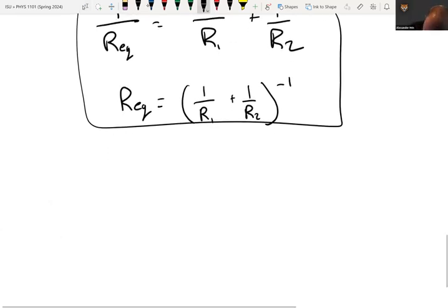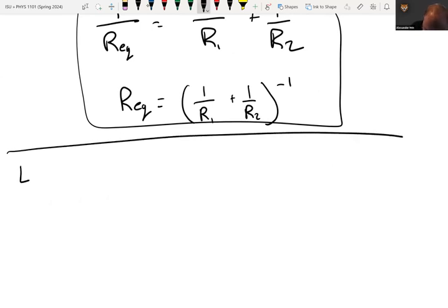But before we do that, I want to talk about this concept that comes up in circuits. It's electromotive force.